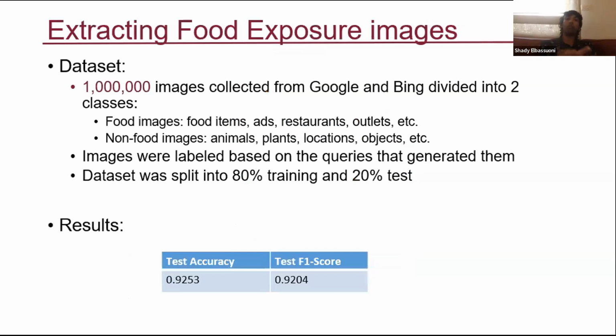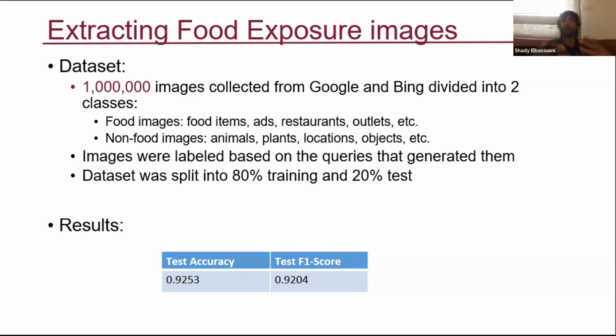Okay, so now I can go back and explain how we did this for our project. To decide whether an image is a food exposure image or not, we built a data set of around 1 million images that were automatically collected from the web, using two search engines, Google and Bing. Those images were divided into two classes.